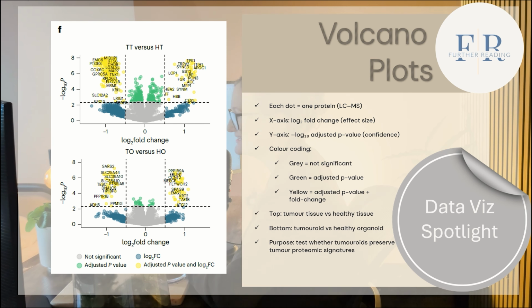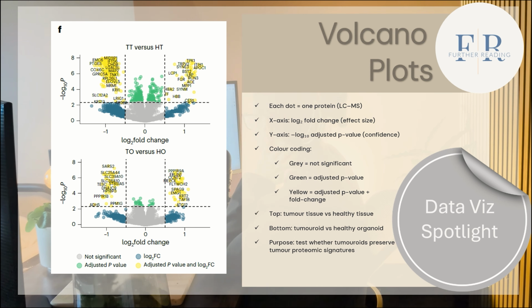The y-axis shows minus log base 10 of the adjusted p-value. So this is a way of visualizing statistical confidence. The higher a protein appears on the plot, the more confident we are that the observed difference is real and not noise. Because these two dimensions, effect size and confidence, are shown together, proteins that are both strongly changed and statistically significant rise into the upper corners of the plot, creating the characteristic volcano shape.